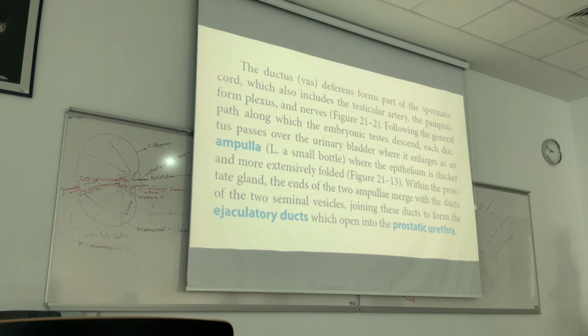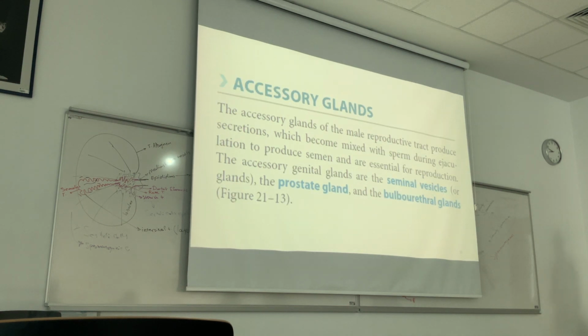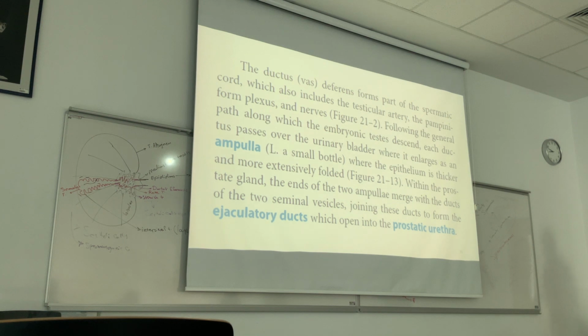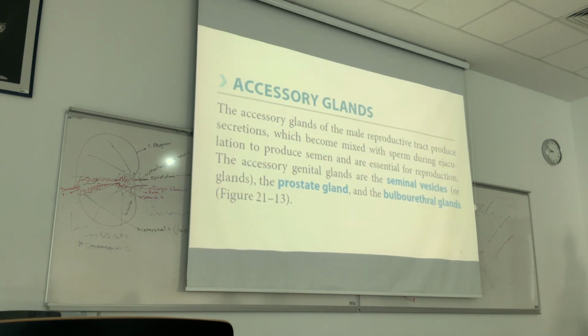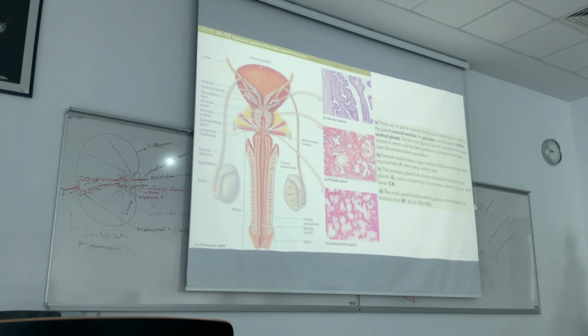And we have the ejaculatory duct, which is connected with the vesicular seminalis duct and continues with the prostatic urethra. We will talk about the prostatic urethra and accessory glands. Now we are going to talk about accessory glands. Accessory glands are divided into the seminal vesicle, prostate gland, and bulbourethral gland. Here you can see these glands and structures.